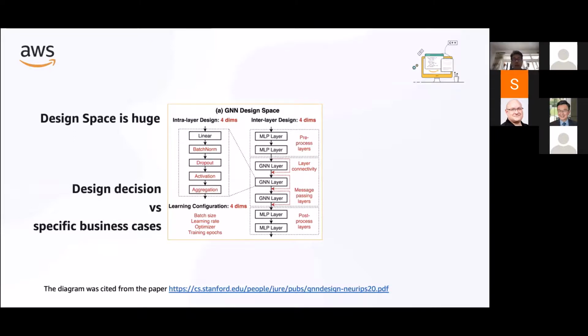The second thing is that even if we can make these design decisions for the specific business case or the customer's business scenario, which one is better, or which one is most suitable for their case? This is a very tough question.